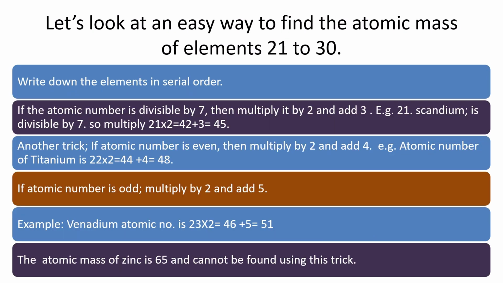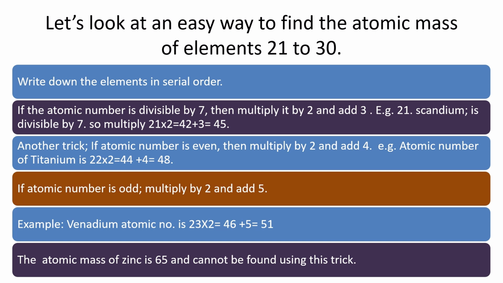Let us look at an easy way to find the atomic mass of elements 21 to 30. Write down the elements in serial order. If the atomic number is divisible by 7, then multiply it by 2 and add 3. An example here is the 21st element is scandium and it is divisible by 7. So multiply the 21 times 2, that is 42, and add 3, which gives you 45.